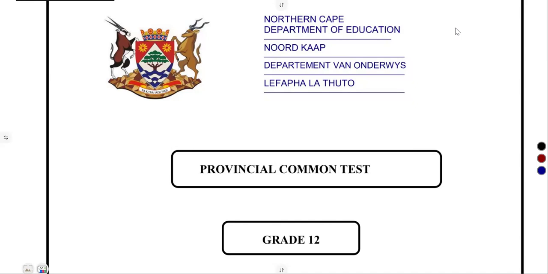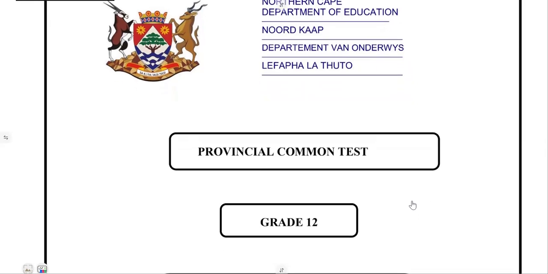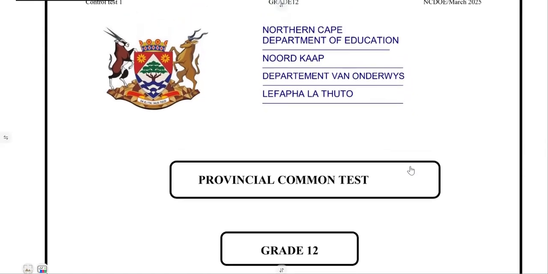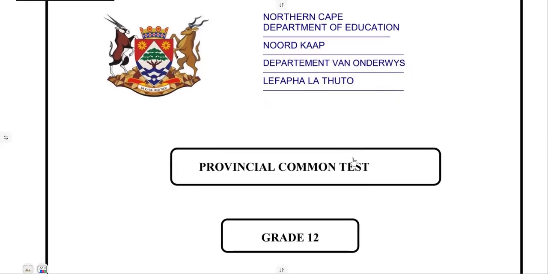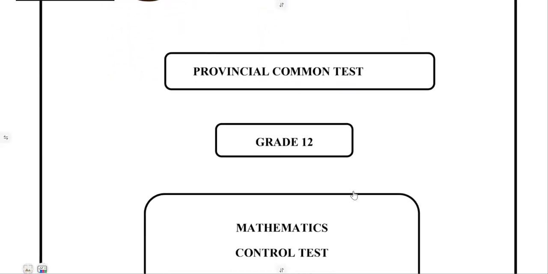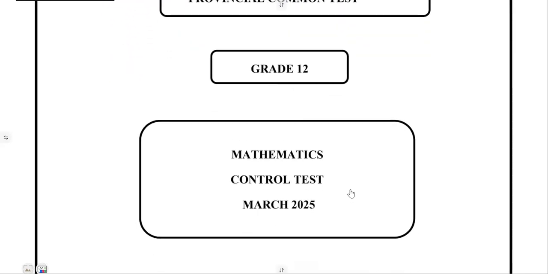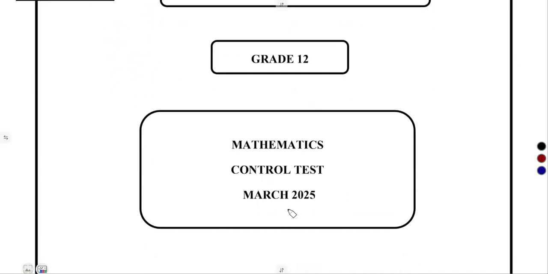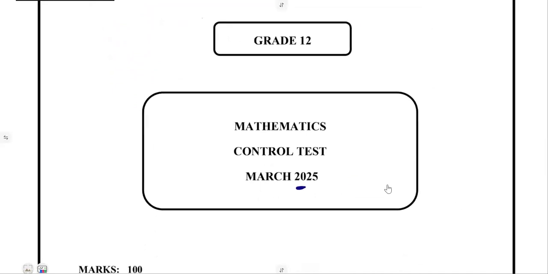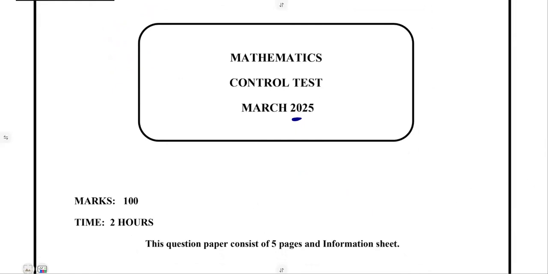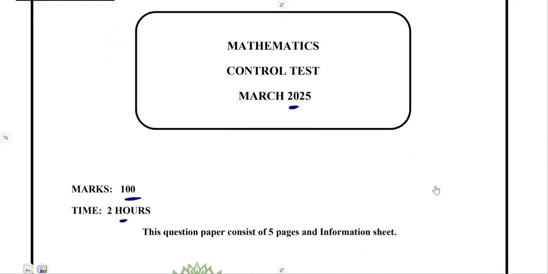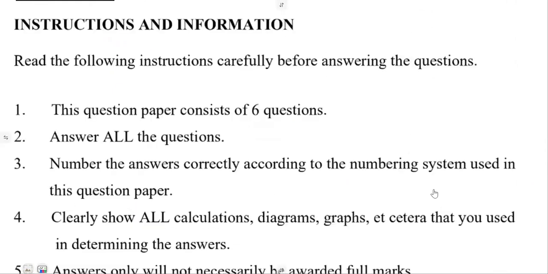We are still on our revisions for March test exams that we are working on. This is a Northern Cape exam that we are going to look into. That was our control test for March 2025. We had a 2-hour paper out of 100. So we want to see how we are going to attempt these typical questions.